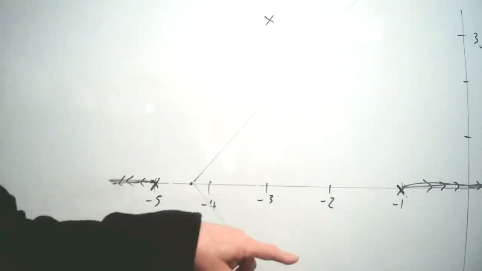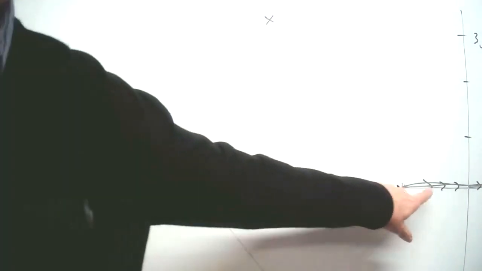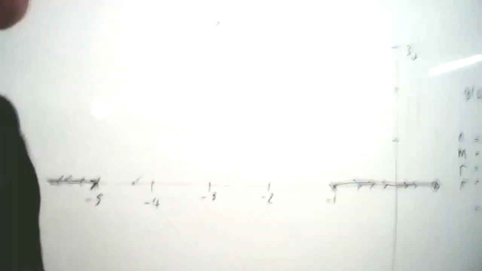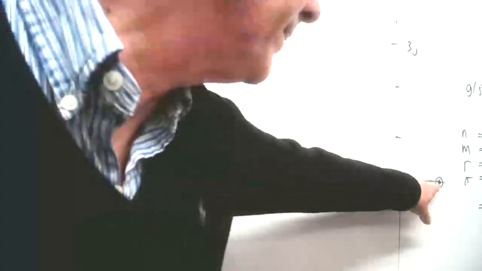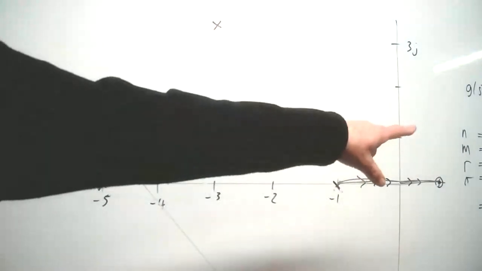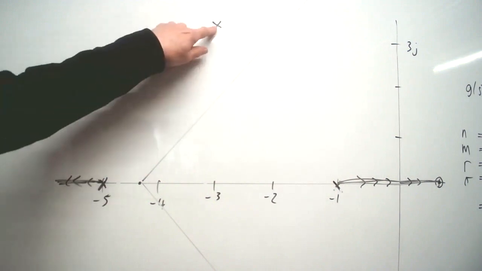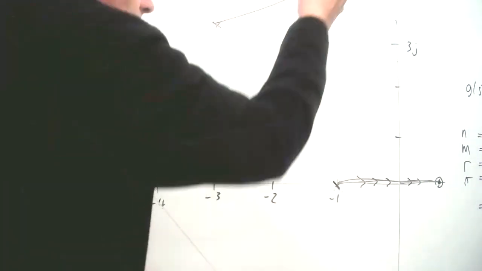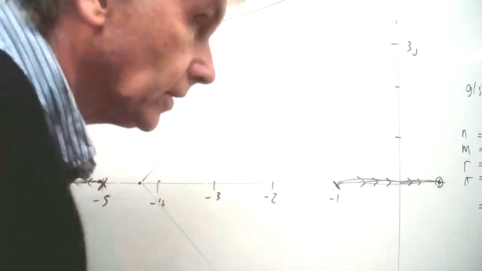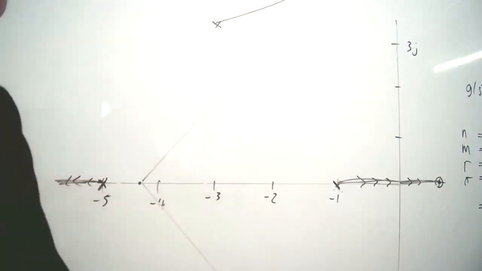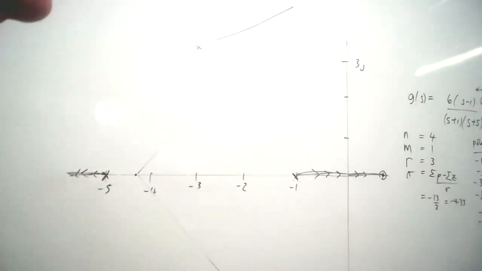So the last thing is now, 1 pole goes to a finite 0. That's this one going down that way. And then the 3 poles, that's because R is 3, remember, go to infinite 0. So this one goes down that way. This one approaches the asymptotic line that way. And that one approaches the asymptotic line that way.